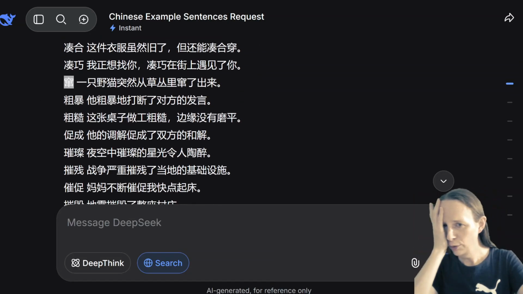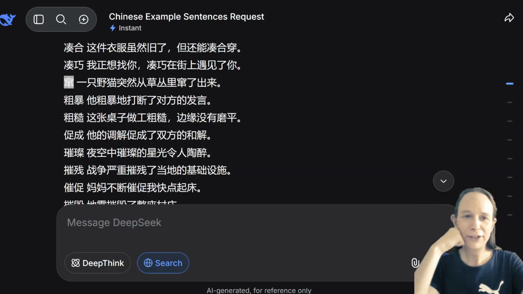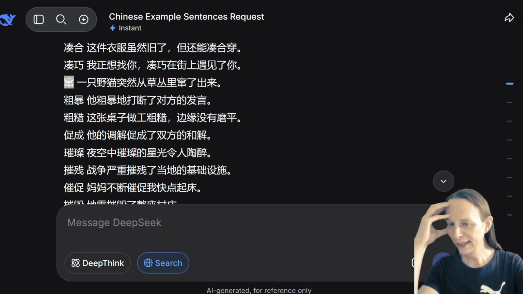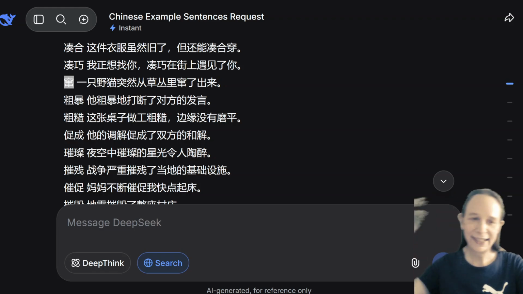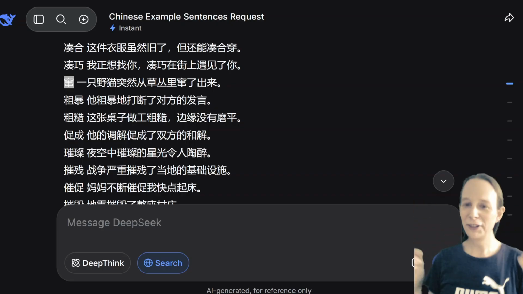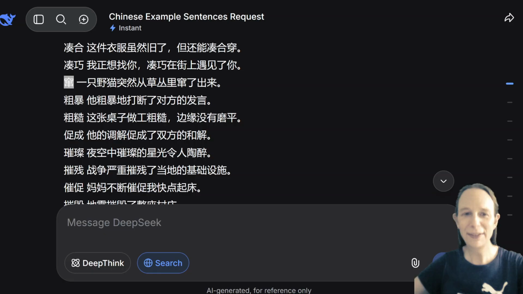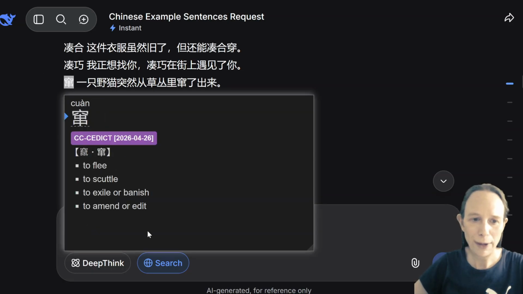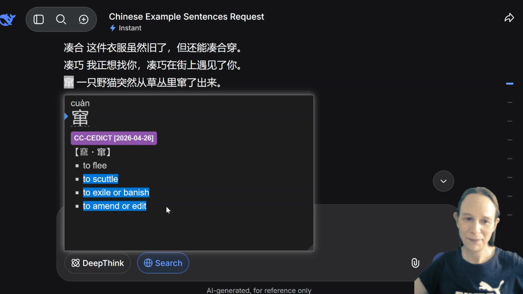Chuan, is it first tone or fourth tone? I don't remember. It means something like scurry, in the sense that you disturb a mouse and it scurries off or something like this. Chuan, please scuttle, this sort of thing.